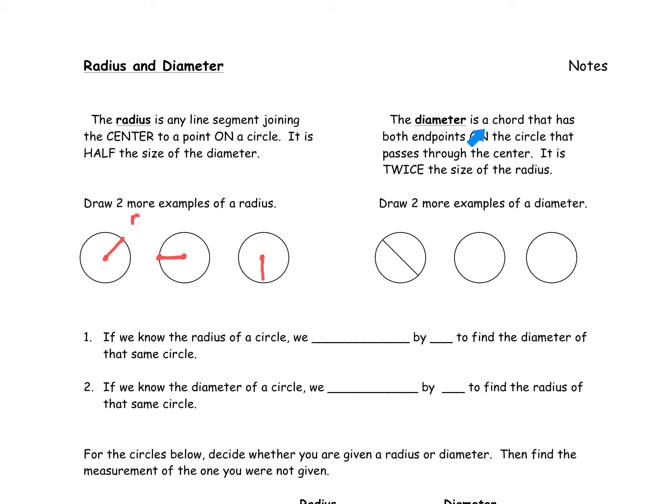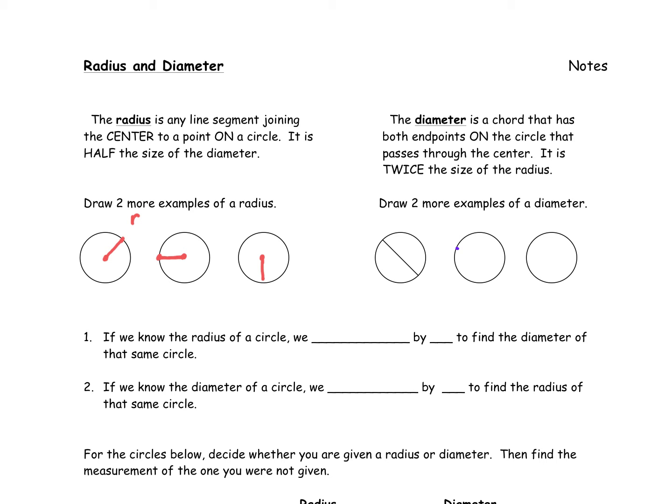Next, the diameter is a chord, and we'll discuss that word in a minute, that has both endpoints on the circle and passes through the center. It is twice the size of the radius. And so first let's discuss the word chord. A chord touches any parts of the circle.